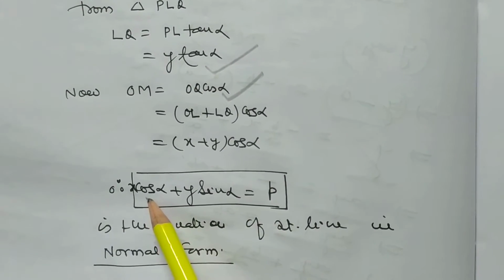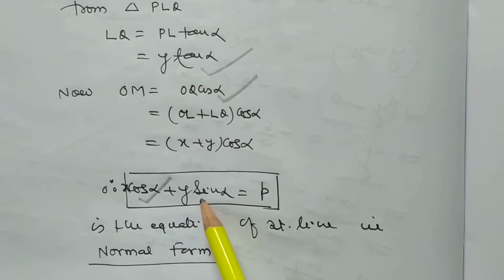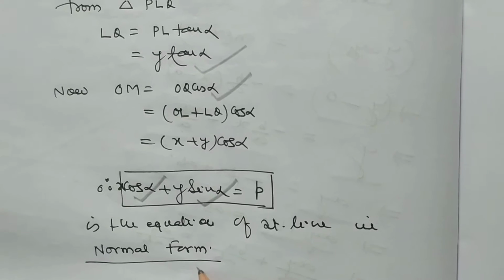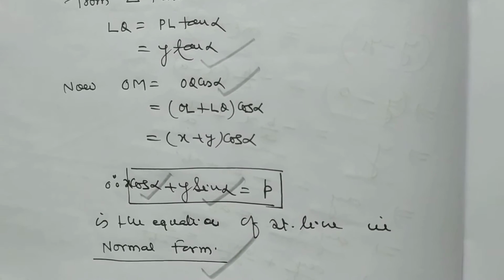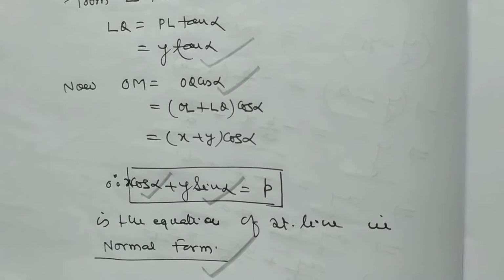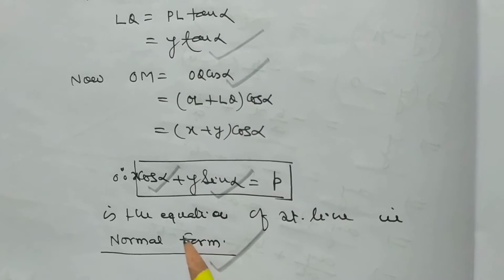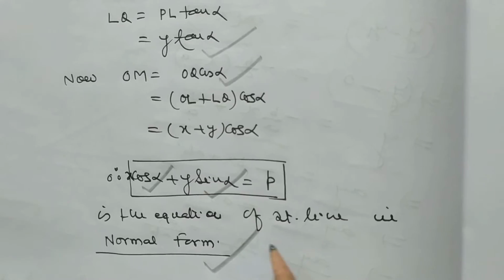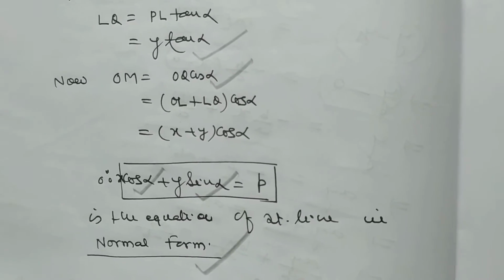Therefore X cos alpha plus Y sin alpha is equal to P is the equation of straight line in normal form. So my dear students, this form is very, very important. X cos alpha plus Y sin alpha is equal to P is the equation of straight line in normal form.